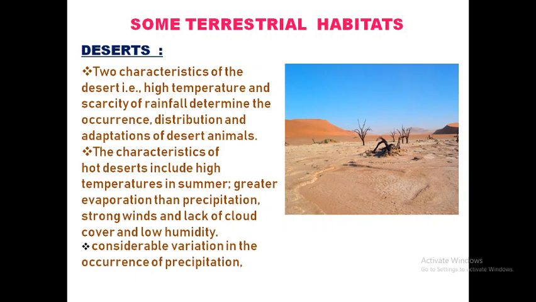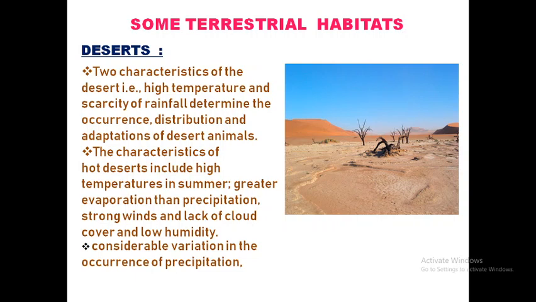The characteristics of the hot desert include high temperature in summer and greater evaporation than precipitation. What does it mean? The sunlight is so intense that water evaporates very fast, but the rate of precipitation, that is rainfall, is very low. Strong winds, lack of cloud cover and low humidity are other factors. Strong wind means the wind speed is very high.